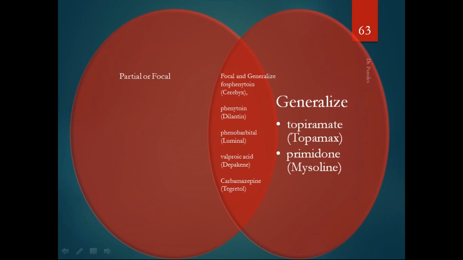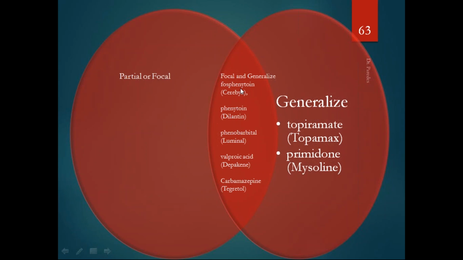Here is the partial, only the partial, and here is what is in common. So if you remember this, you will remember many of the things. So we have here, for example, Topamax, Primidone. Primidone on the top, generalized. That is specific for generalized. We have focal and generalized together.